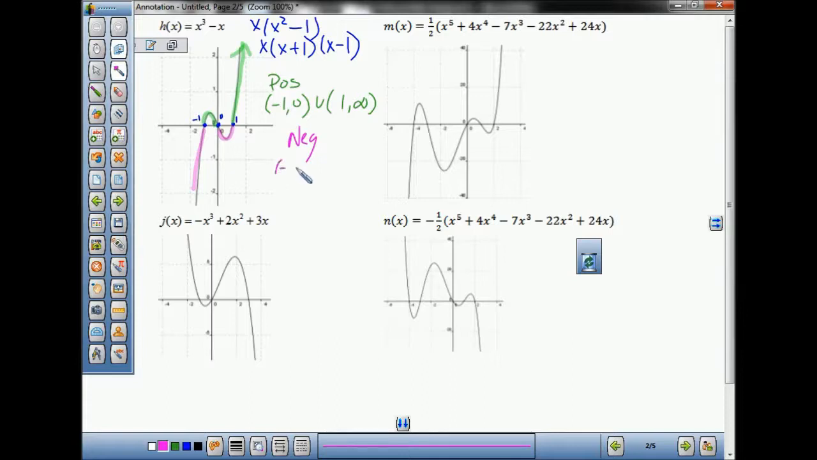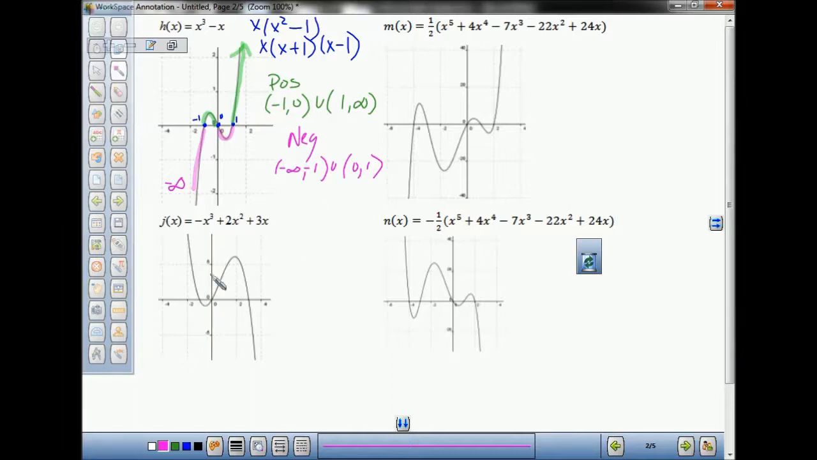So this is negative from -infinity, because that's always as far left as we can go, to this x value, which is -1, and then again from 0 to 1. And once again, when I have more than one interval, I'll use the union symbol.